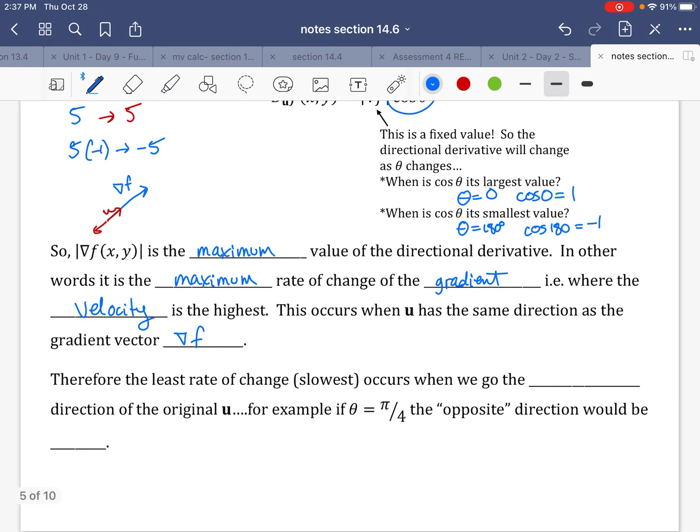Therefore, the least rate of change, or the slowest, occurs when we go the opposite direction of u. For example, if theta was pi over 4, so let's say that you were going in the pi over 4 direction, the opposite direction would be this way, so imagine that is 5 pi over 4. So it's the most when you go the same direction as del f. When del f and u are going the same direction, you get the biggest gradient. When del f and u are going in opposite directions, you get the least velocity.